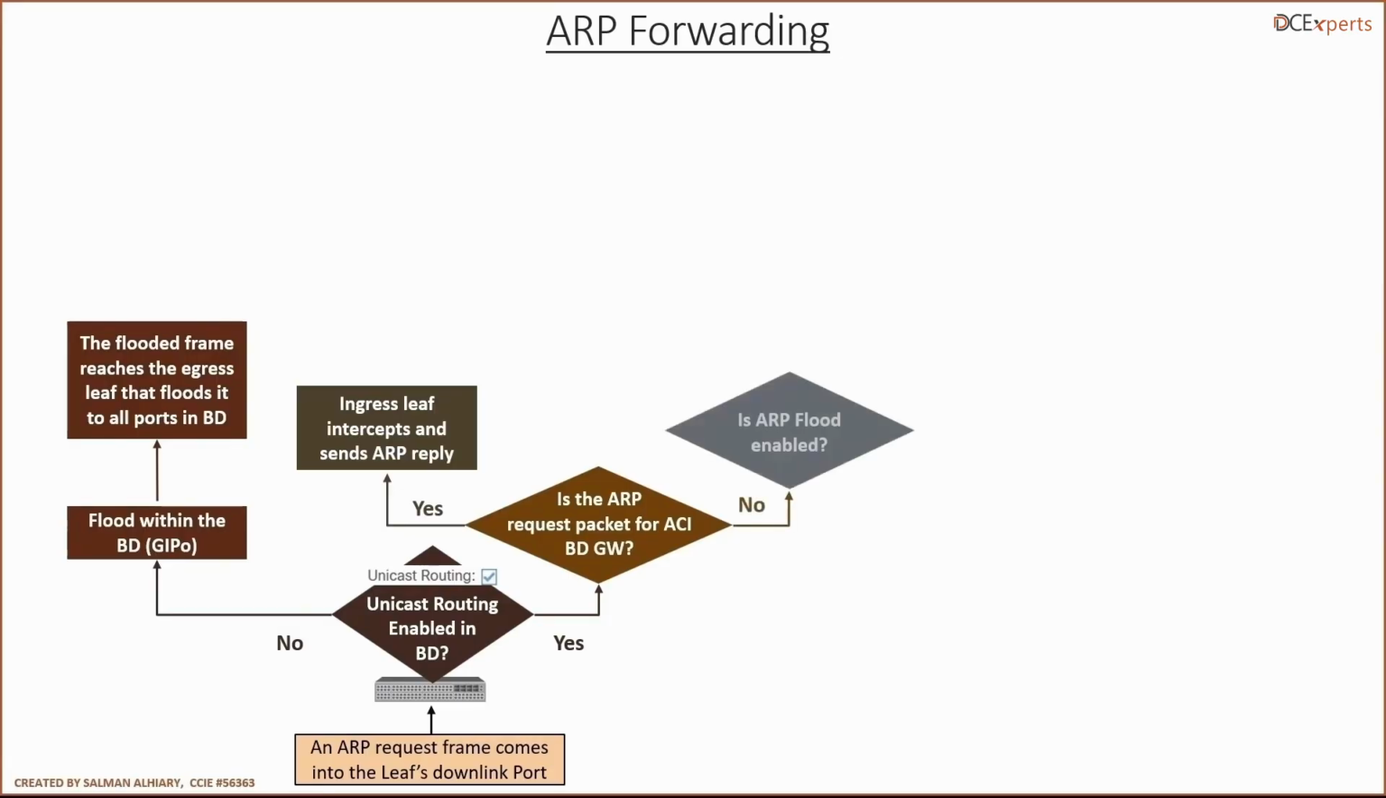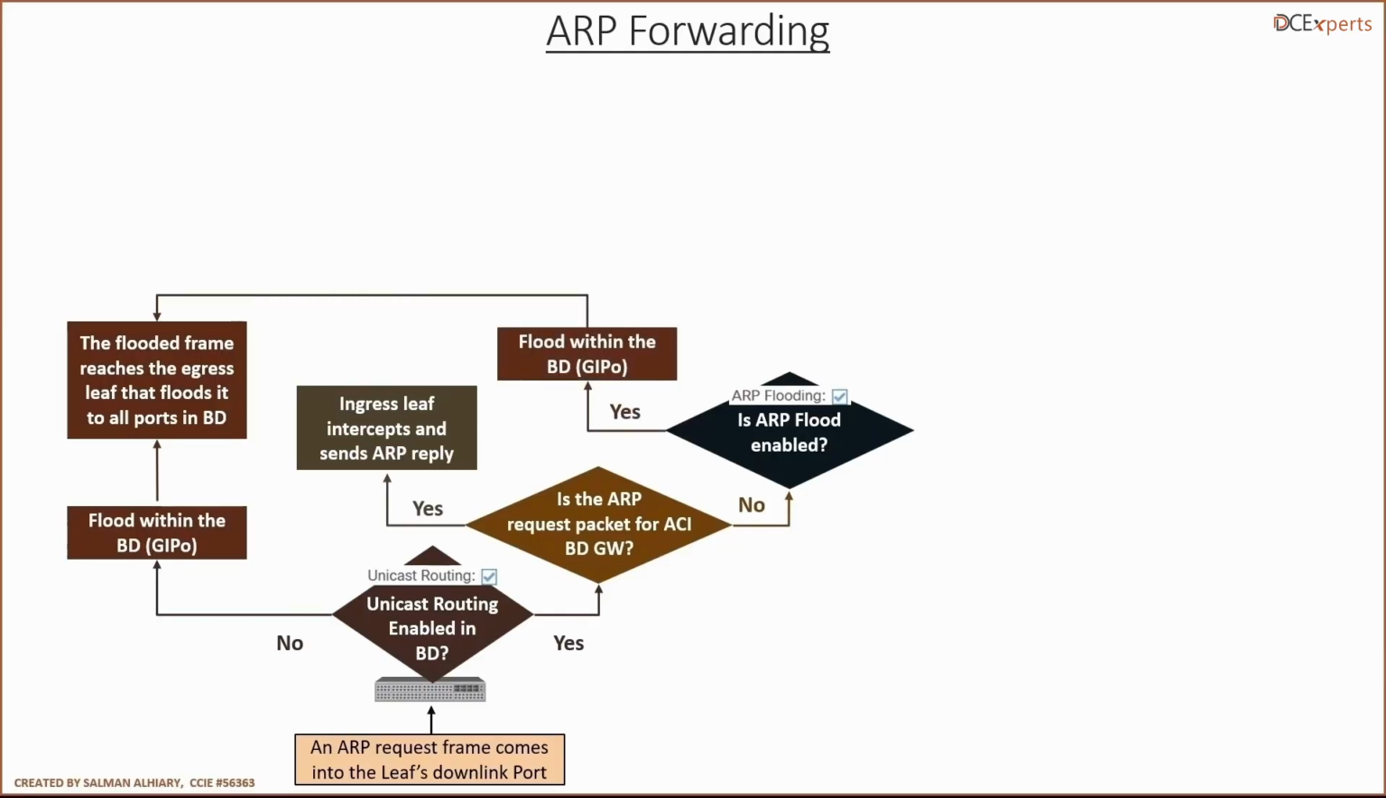If it is not equal, the ARP request message doesn't target the ACI bridge domain gateway, and the leaf has to check the ARP flooding option. If the ARP flooding is enabled, I mean the ARP flooding option is checked, the ingress leaf floods the ARP request frame within the bridge domain to the local ports and to the remote leaf switches, just like the previous case when the unicast routing option is disabled.